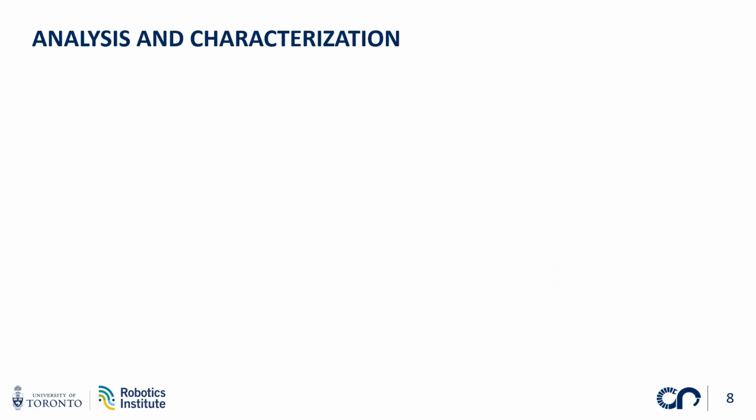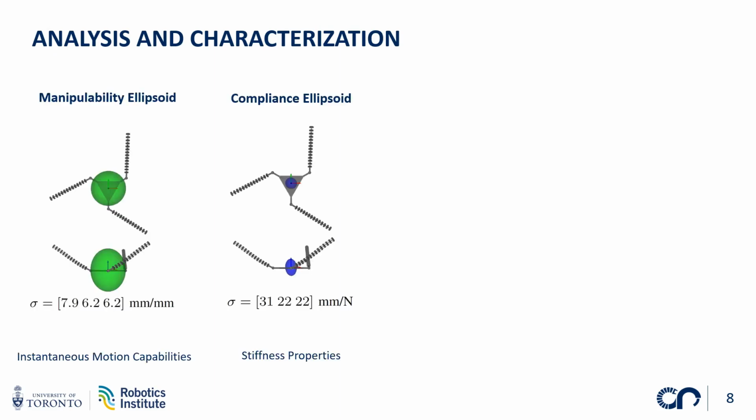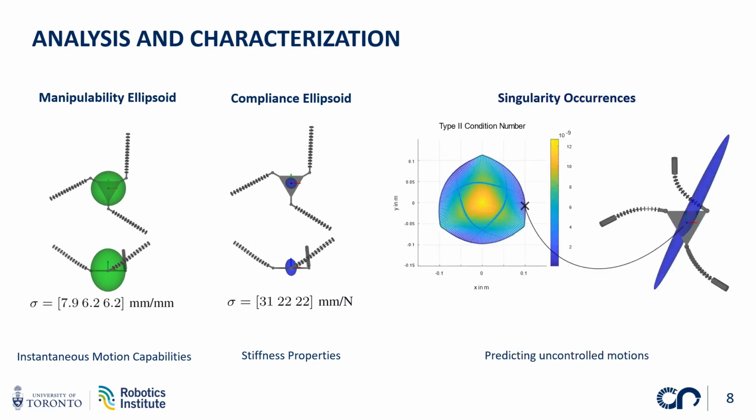The derived kinetostatic model can further be utilized to gain insights about the robot's kinematic and static properties. It can, for instance, be used to generate manipulability and compliance ellipsoids, indicating the motion capabilities and stiffness properties of the robot in specific configurations. It can further be used to detect singularities of the robot. In this example, the occurrences of type 2 singularities are highlighted.